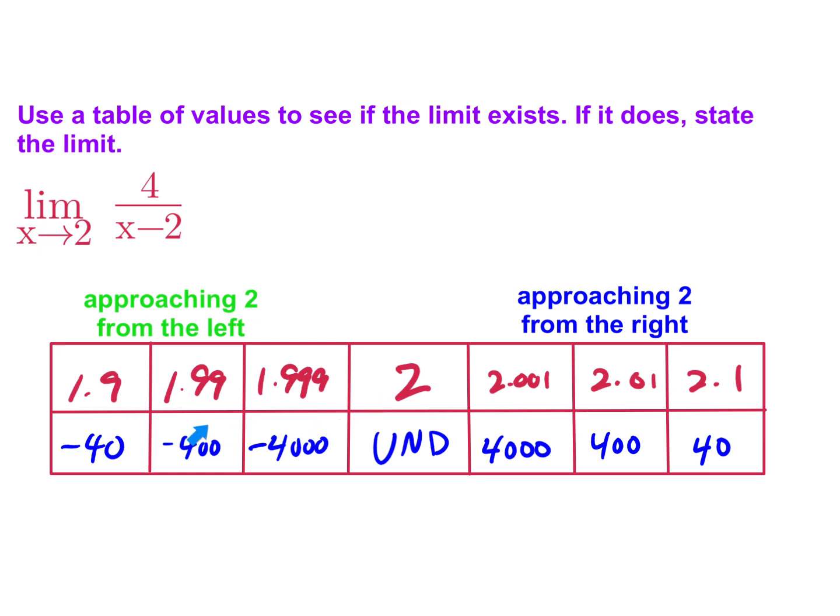As we get closer to 2 from the left versus as we get closer to 2 from the right, are they converging towards the same number? No. If I went 1.9999, what's the next number going to be? Negative 40,000. But if I approach from the right and go 2.0001, it would be 40,000. If I kept adding zeros, this number gets smaller and smaller, and this number gets bigger and bigger. But they're going in opposite directions, right? So what would we say about this limit?